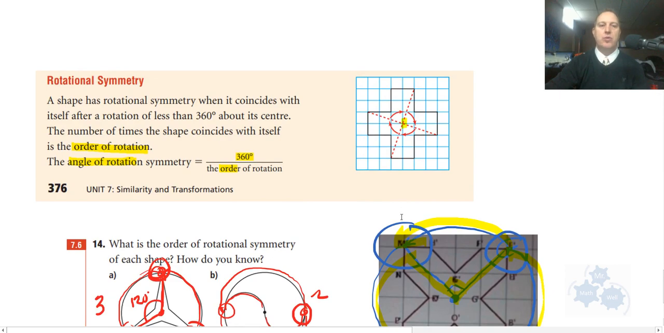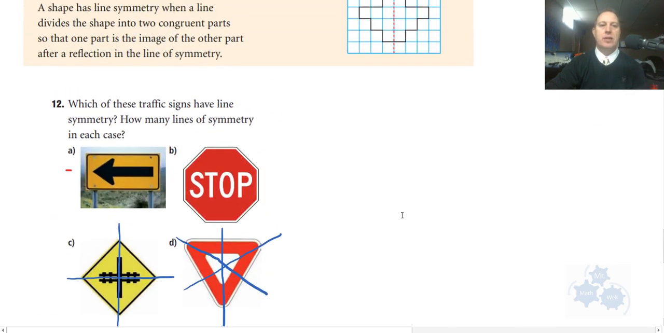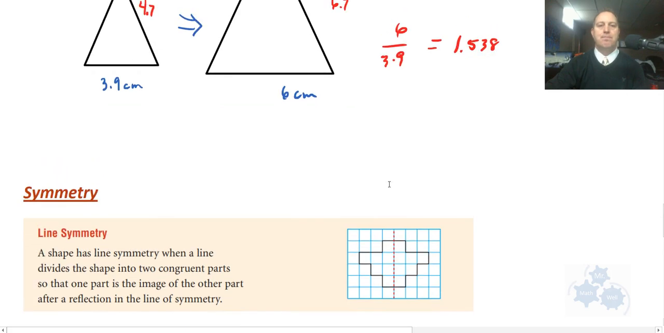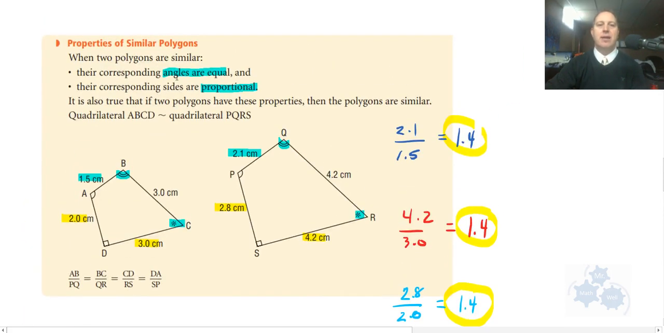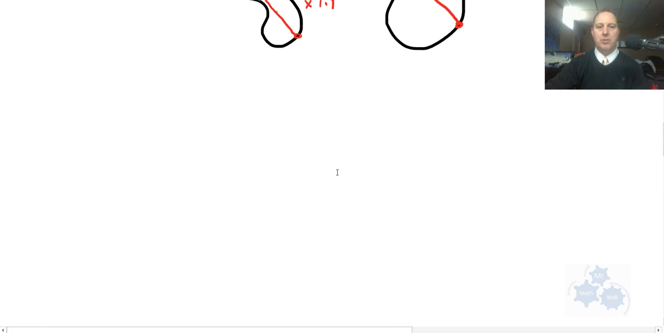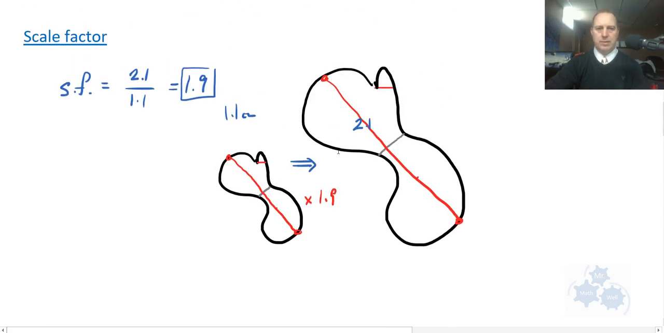So just in review, as we move back, lines of symmetry here. You draw a line through a shape, and can it fold over exactly onto itself? And some shapes have many lines of symmetry. Similar shapes have exactly the same angles. The corresponding angles are identical, and the corresponding sides are always proportional. So you divide the corresponding sides, and you always should get the same number. That's if they're similar.